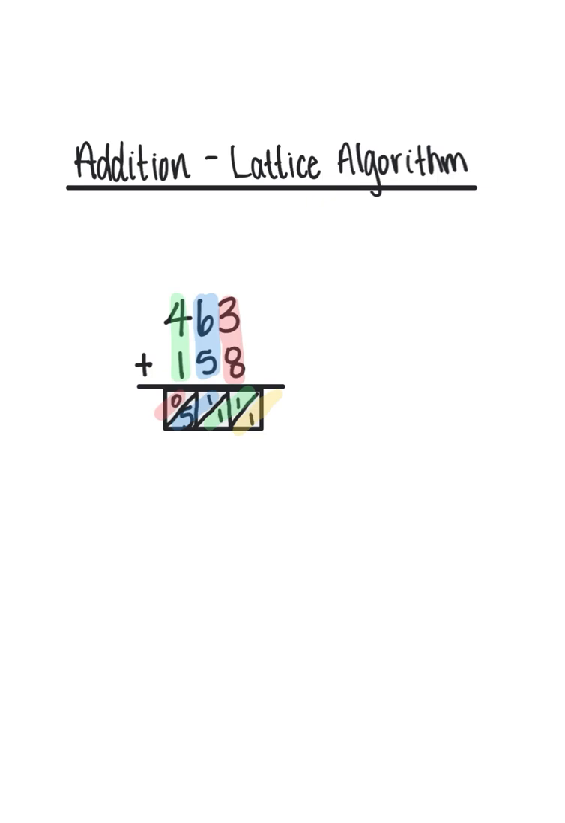So the 1 is going to equal 1. And then 1 plus 1 is 2. And then 5 plus 1 equals 6. And then we just won't write a 0 because that equals nothing. So then that means that your answer is going to be 621.